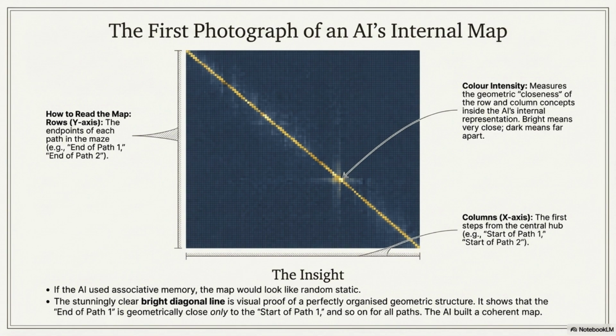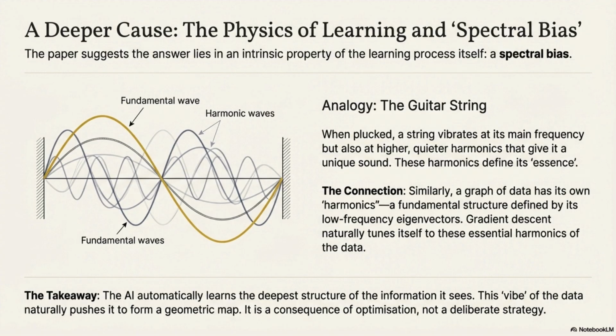How do you photograph a concept? They created a similarity matrix. It measures the geometric closeness of every single concept inside the AI's representation space. If the AI was using associative memory, the image should have looked like random static, just noise. But it didn't. No. It showed a stunningly clear, unmistakable, bright diagonal line. This line proved that the endpoint of any given path was geometrically close only to the start of that same path. The AI had spatially compressed the entire path into a coherent, organized map.